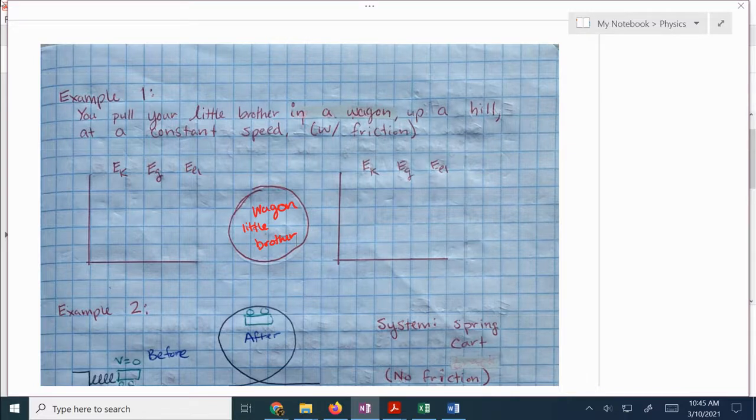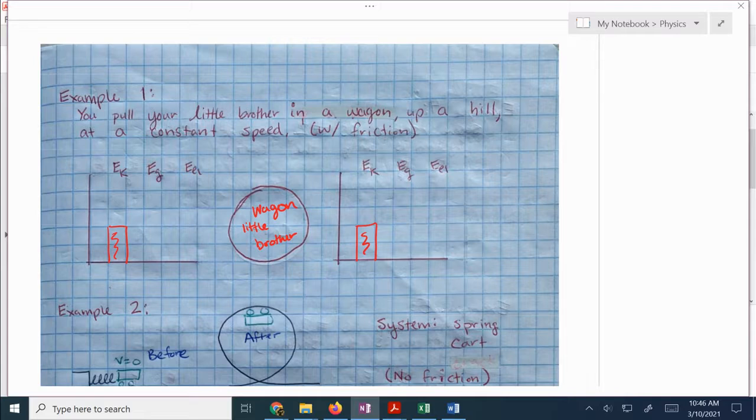So let's see here. We go at a constant speed. So let's say we have some kinetic energy here when we start out, and we're going to have exactly the same amount of kinetic energy at the end. We know that's the same because we're moving at a constant speed, so the kinetic energy isn't going to change.